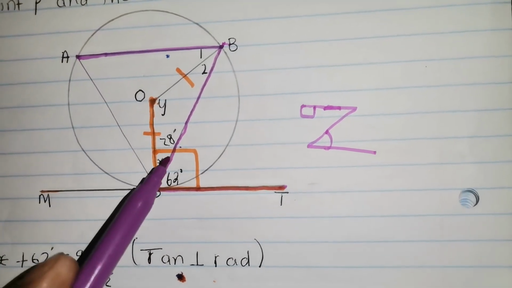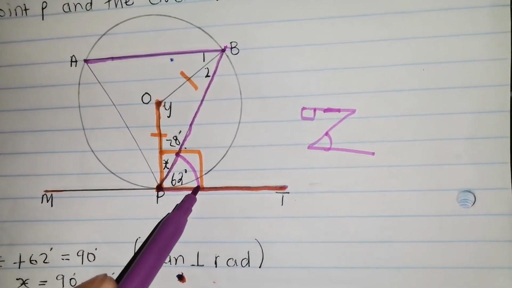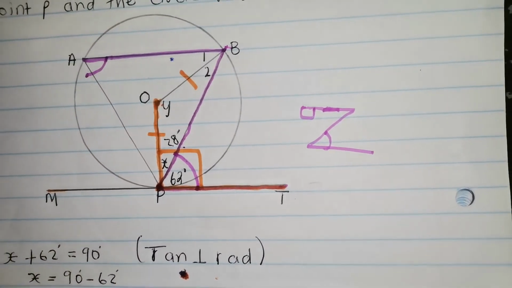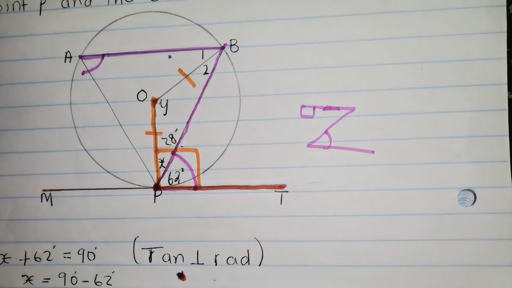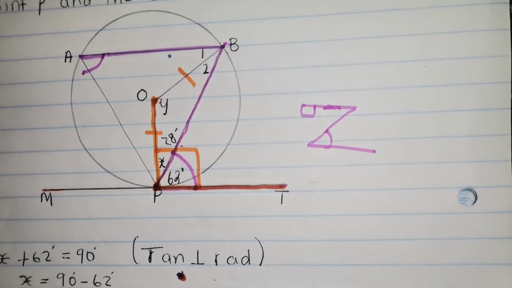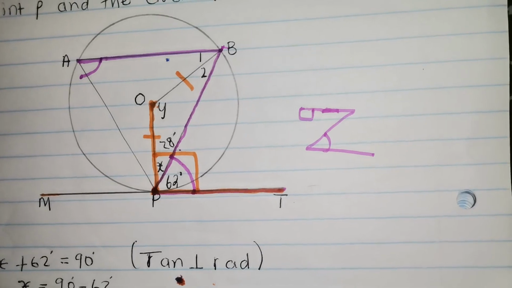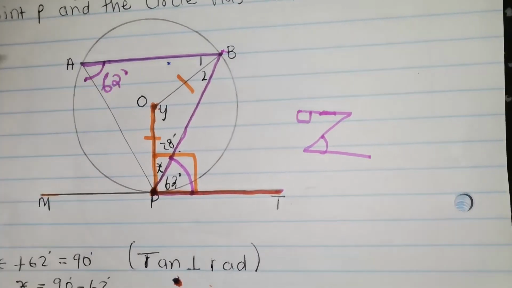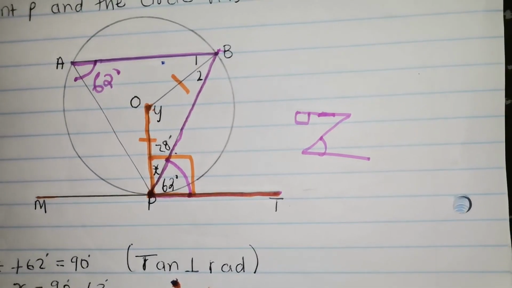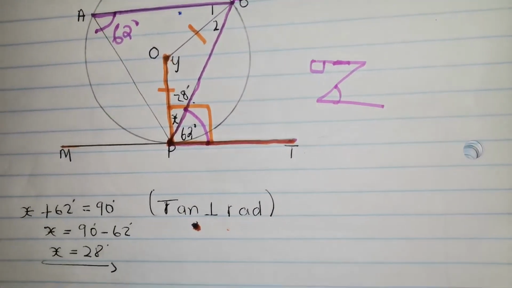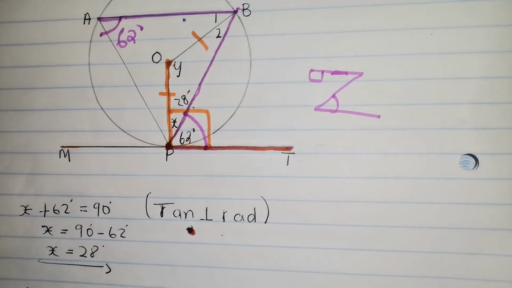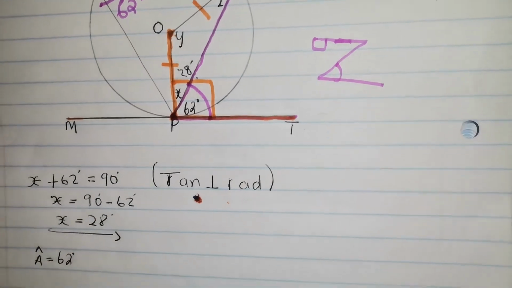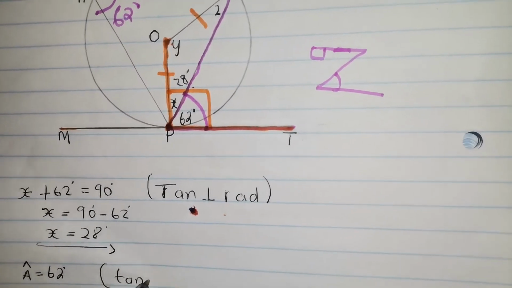That means this angle 62 only is equal to our tip angle, angle A. I hope you guys understand what's happening here. Yes, this means this angle here is going to be equal to 62, because of the tangent chord theorem. Basically, angle A is equal to 62. Reason: tangent chord theorem.